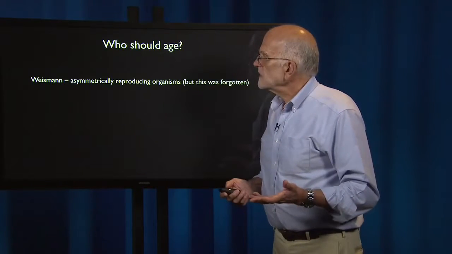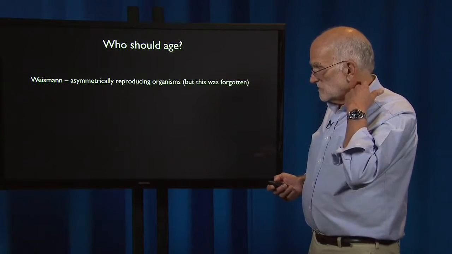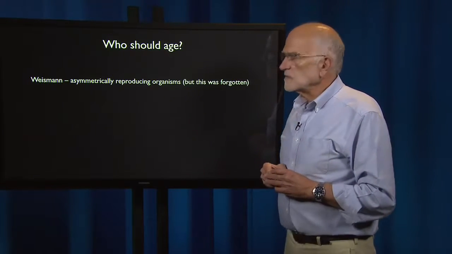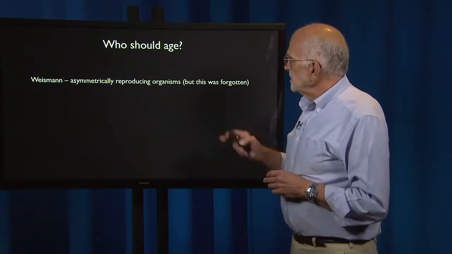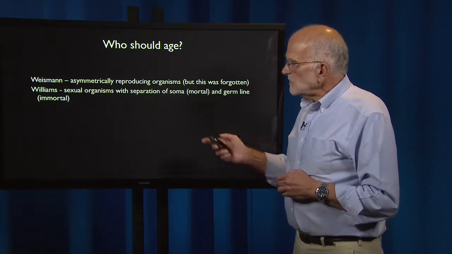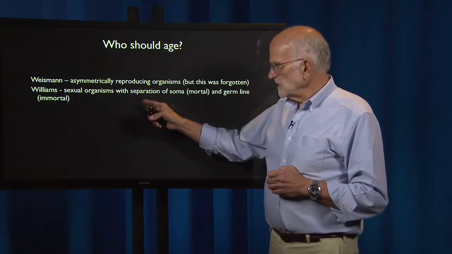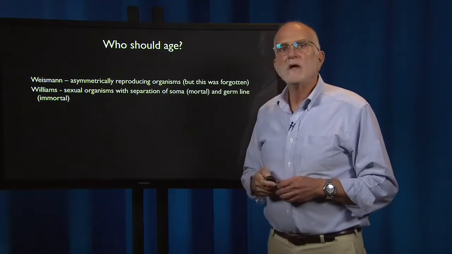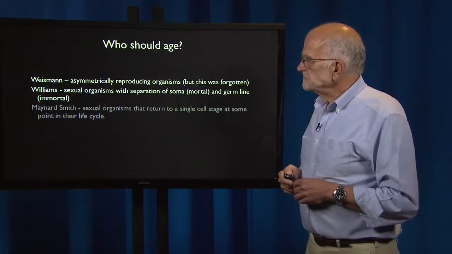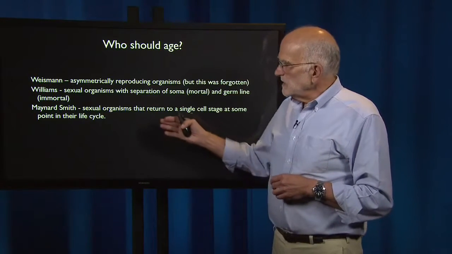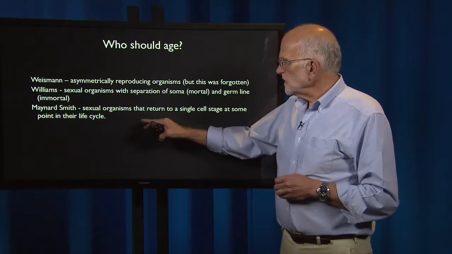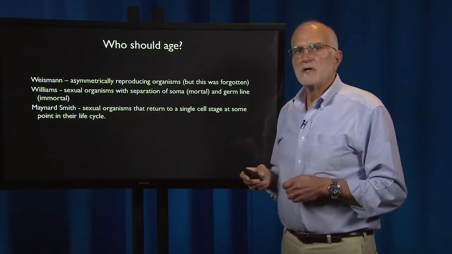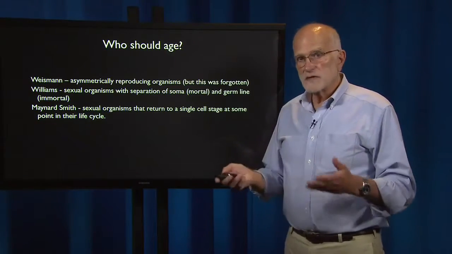Now, who should age? August Weismann saw back in 1882 that asymmetrically reproducing organisms are the ones that should age, but that was forgotten. George Williams suggested that sexual organisms that had a separation of soma, which was mortal, from germline, which was immortal, were the ones that should age. John Maynard Smith extended that to plants by saying that sexual organisms that return to a single cell stage at some point in their life cycle should age, which also happens in plants, and plants do senesce.